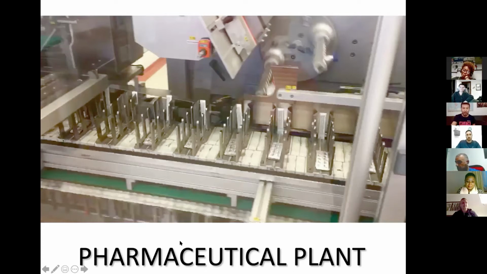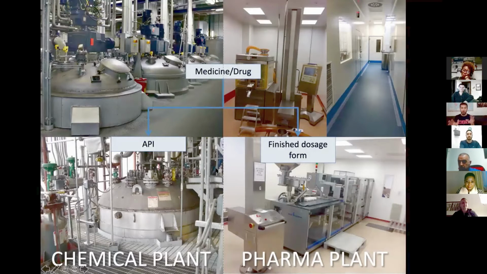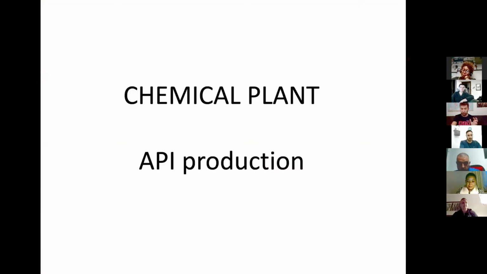So again, we have an API and we have a finished dosage form. We will talk today about API and about the chemical plant, so about synthesis and production of API. Why is it also important? Maybe I will speak a little bit already today, and on Friday we will repeat this. If you want to know, for example, not the tablet, but where the API comes from, and you would like to find out.